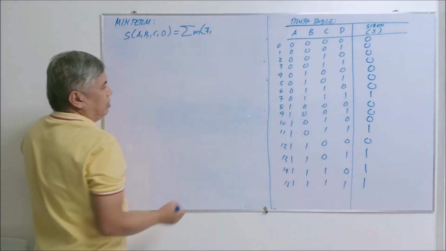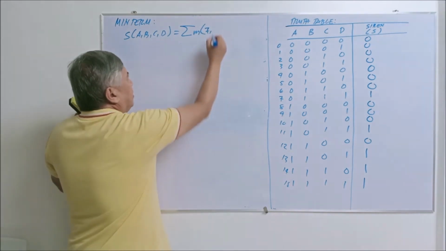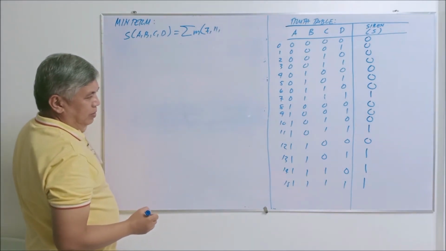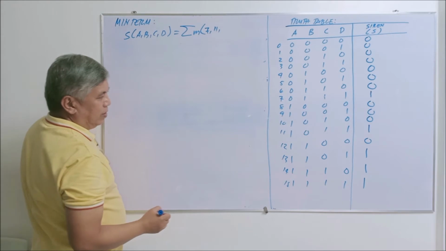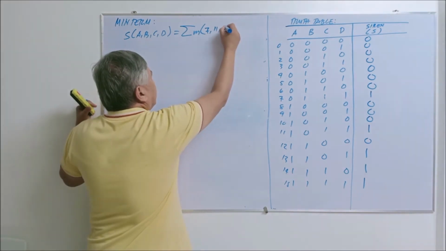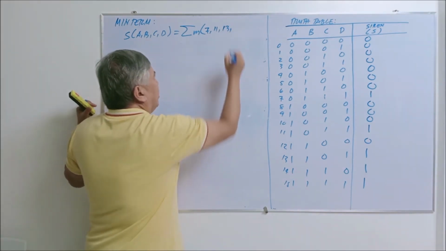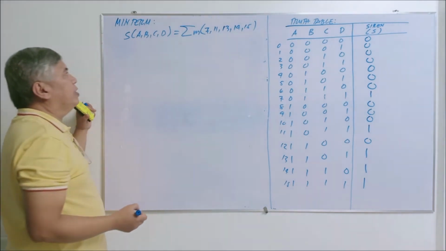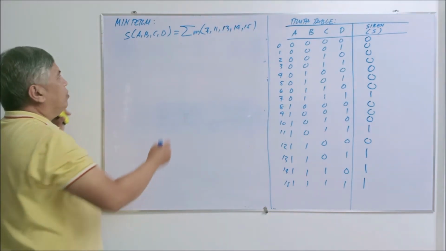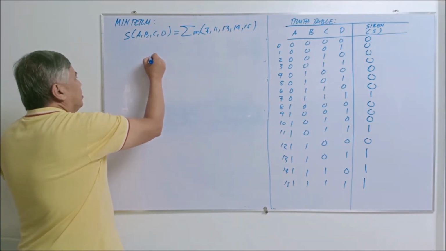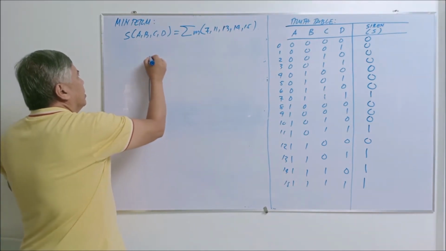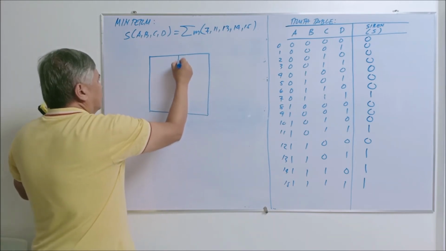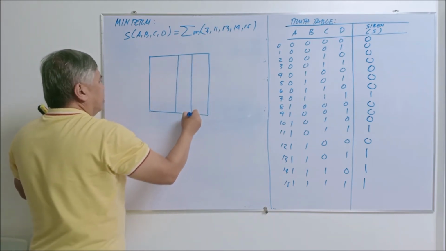7, you have 11, then you have 13, 14, and 15. So that will be your min terms. So what will be our map representation? We draw a map. Okay, so a 4 variable map.